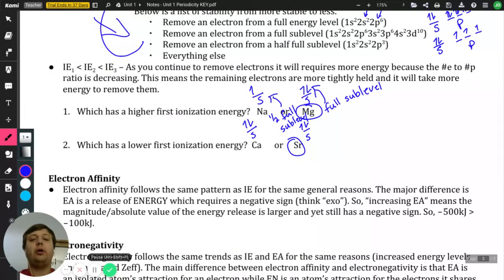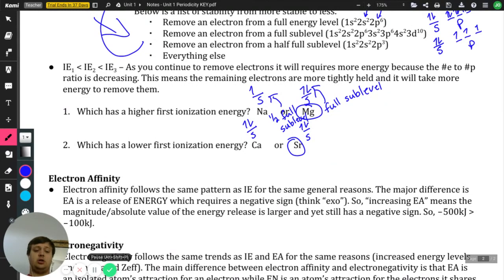Okay, so for electron affinity, basically it's the opposite of ionization energy. Instead of the energy required to remove an electron, it's the energy required to add an electron. And it does follow the same trend as ionization energy for the exact same reasons. Now, the major difference is that electron affinity is going to be releasing energy. So electron affinity is a release of energy, and so if we're talking about the energy in electron affinity, we're going to be talking about it with a negative sign.